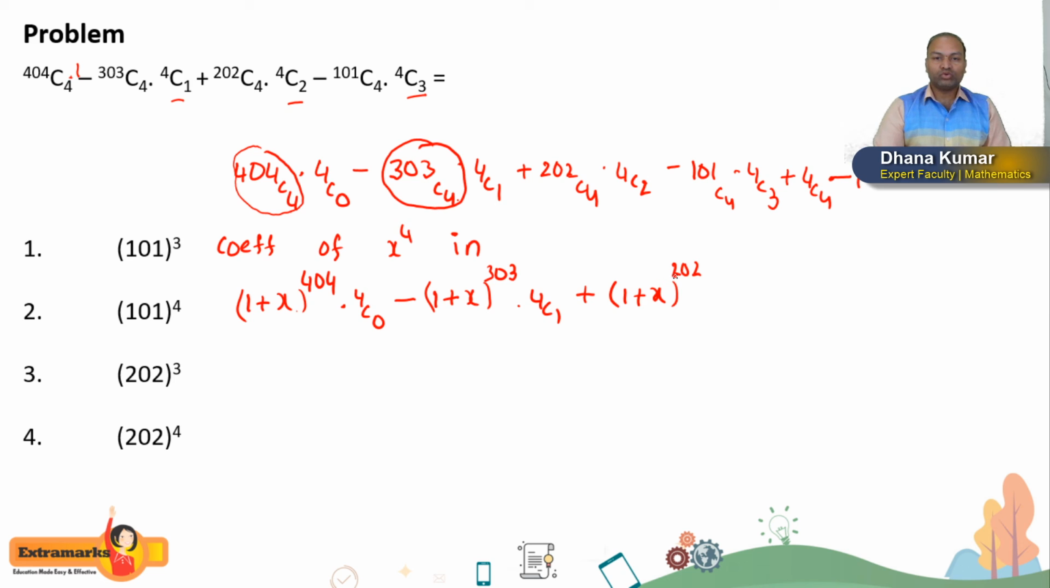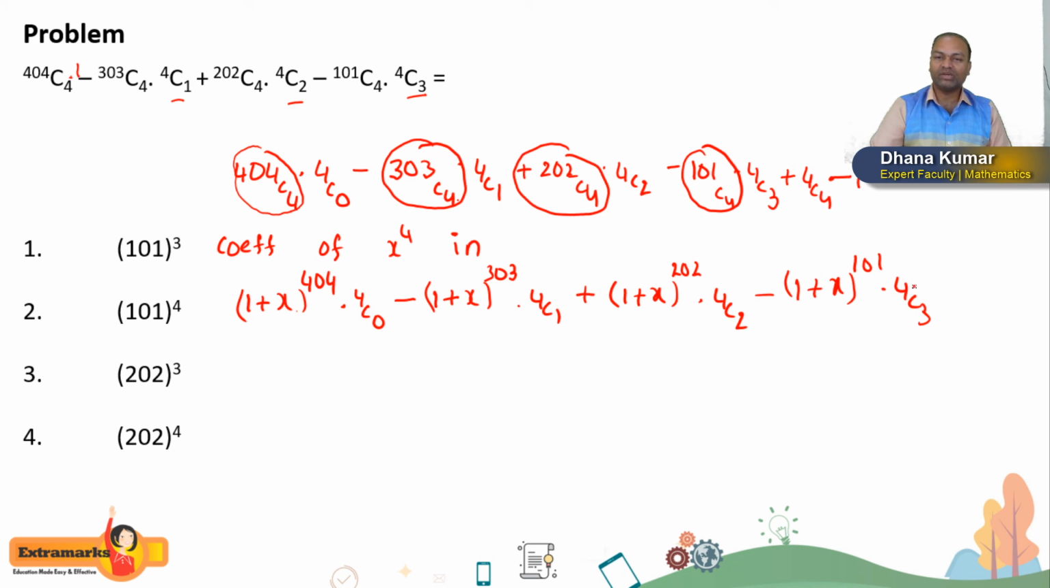Fine. 202 into 4C2 as it is, minus. This part can be written as what? This part over, and this part can be written as (1 plus x) whole power 101 into 4C3, remaining 2 as it is, plus 4C4 minus 1. Understood my point? Coefficient of x power 4 in this expansion will be what?